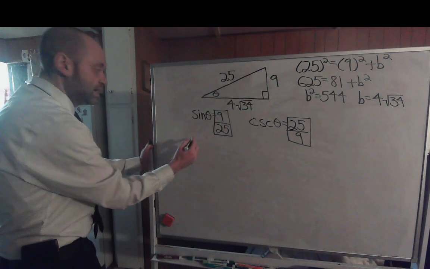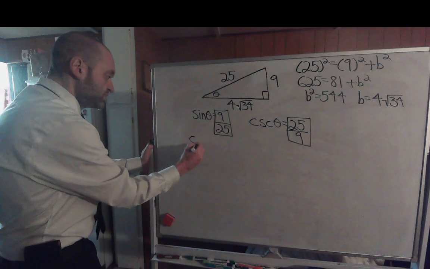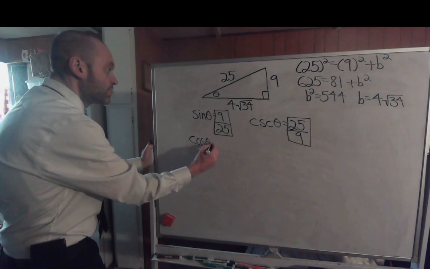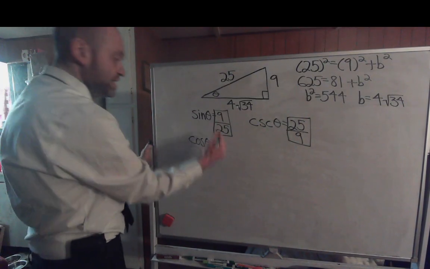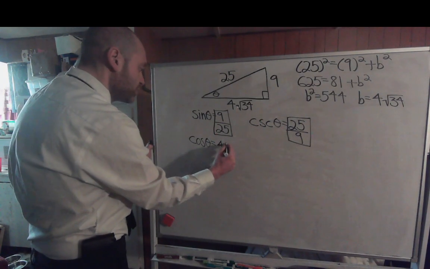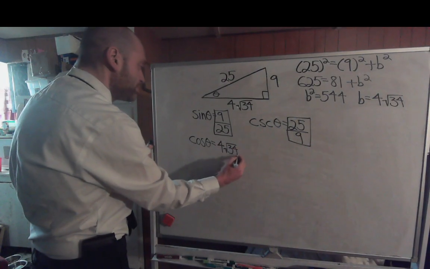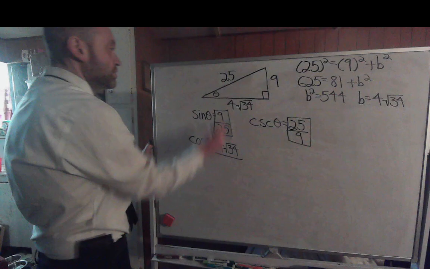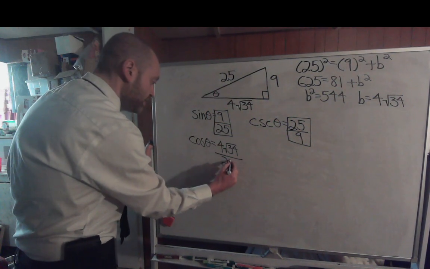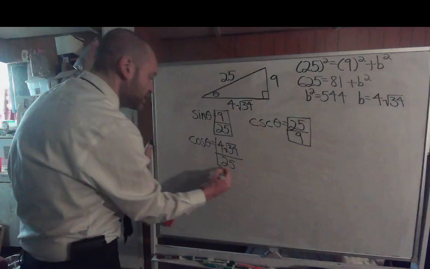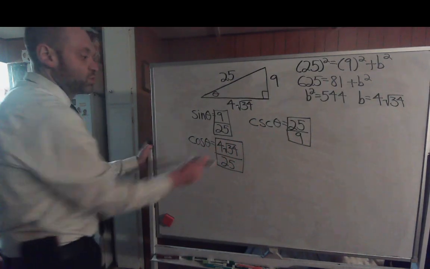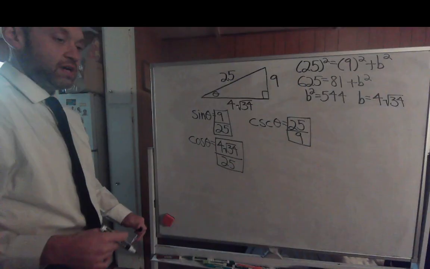Now let's find the cosine of theta. That's going to equal your adjacent side of 4 times the square root of 34 all over the hypotenuse of 25. So the cosine of theta equals 4 times the square root of 34 over 25.